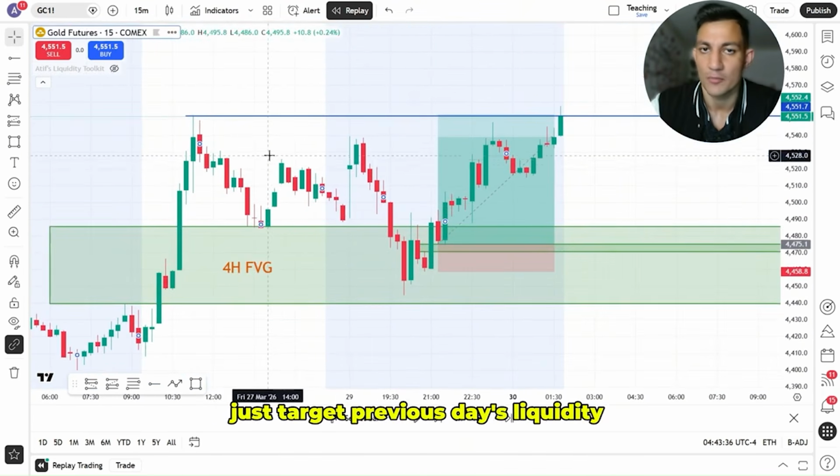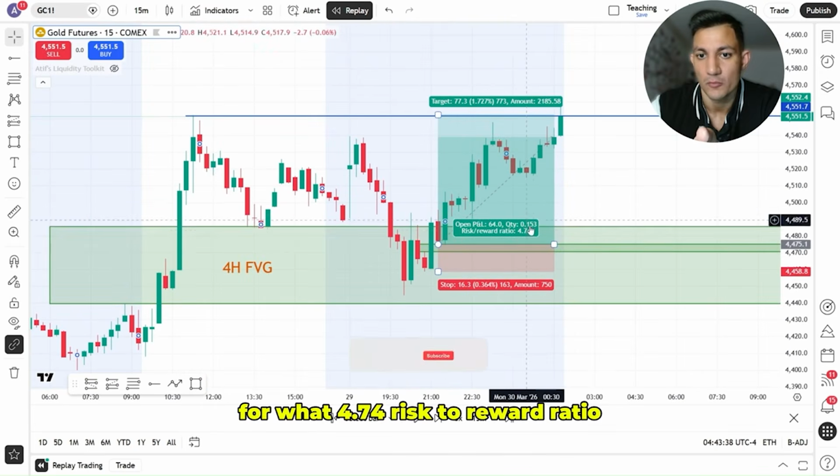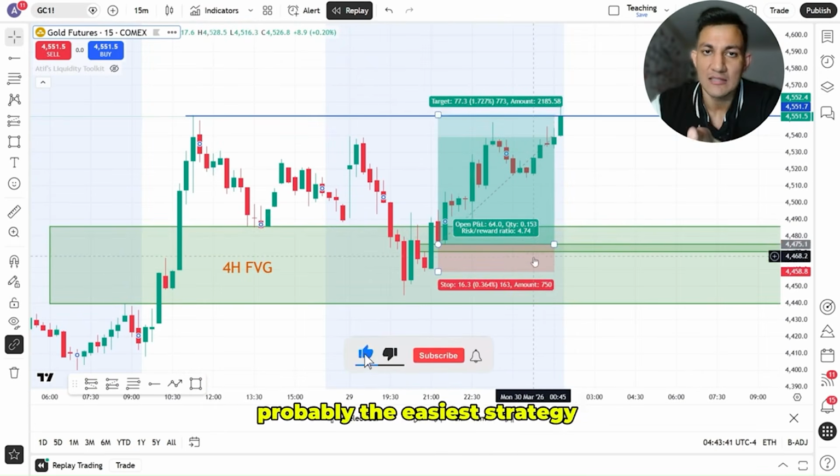Don't get greedy, right? Just target previous day's liquidity and you're done. For what, a 4.74 risk to reward ratio. Probably the easiest strategy you've ever seen.